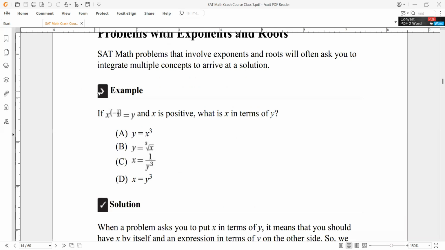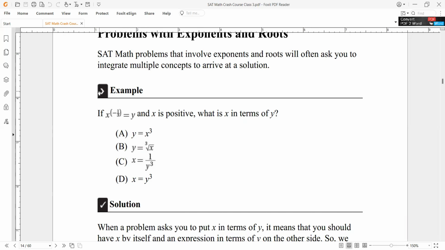If x to the power negative 1 by 3 is equal to y and x is positive, what is x in terms of y? What is x in terms of y? If x raised to the power negative 1 by 3 equals y and x is positive, what is x in terms of y?